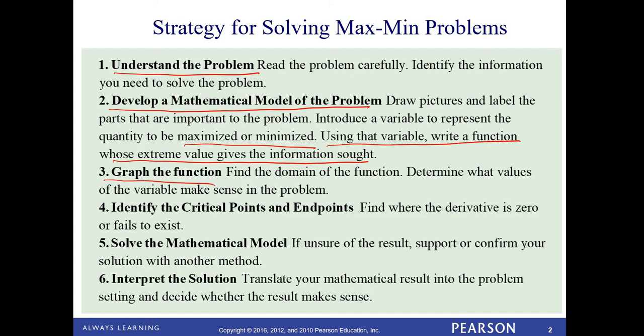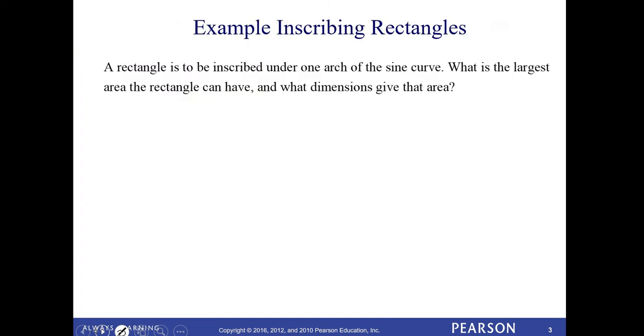Sometimes graphing the function helps, knowing the domain. Identify critical points and endpoints. Critical points are where the derivative is 0 or does not exist, and then the endpoints of the domain. Of course, then solving the model would be helpful, and then interpret the solution. What does this mean in terms of the real-world solution that we're looking at? So I hope that you've paused to write that down.